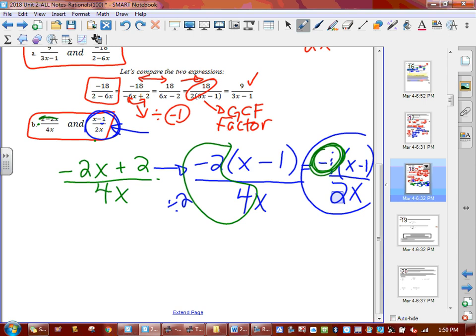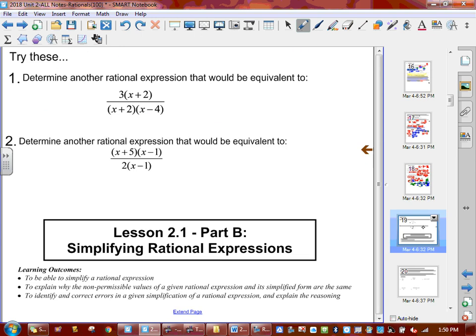We're going to look at 2 more, at the bottom of your page. So, try those 2. I would like you to find an equivalent expression for each of those. You guys don't have those either? Really? Oh boy. Okay. Well then, let's just do them together right now.